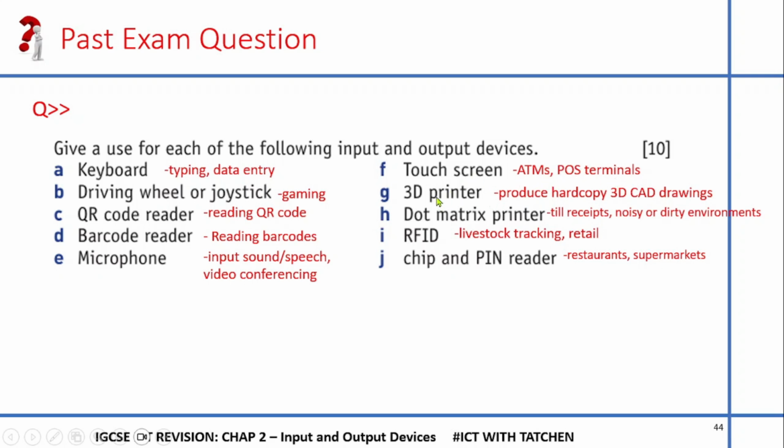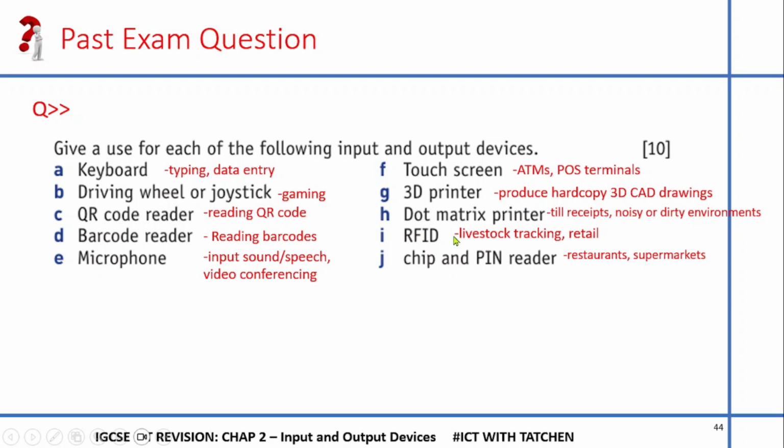And then 3D printer. They are used to produce hard copy 3D card drawings. Then the dot matrix printer. They are used to print till receipts. What are till receipts? This long receipt. I don't know if you've seen it. Many of you now wouldn't know those things, but years back, and in some places now, they still use those very long receipts. You find them. And one thing is they are also used in noisy or dirty environments like garages, offices, industrial settings, those kinds of things.